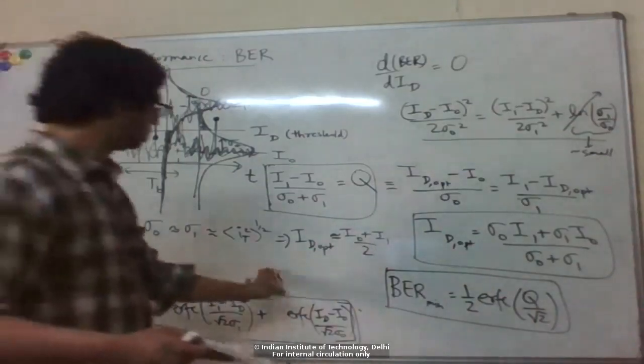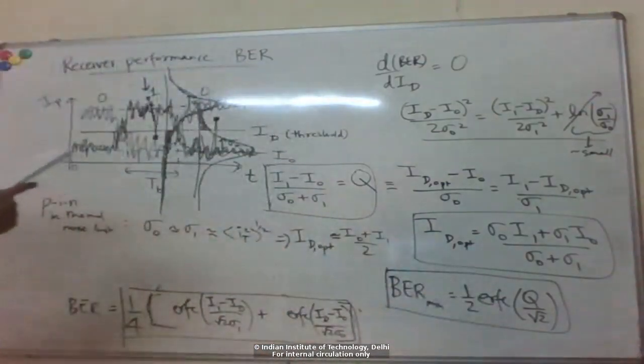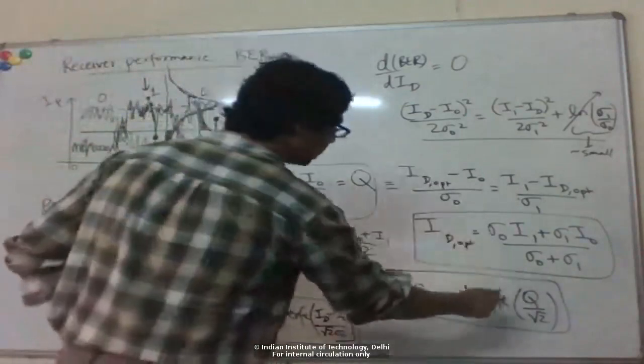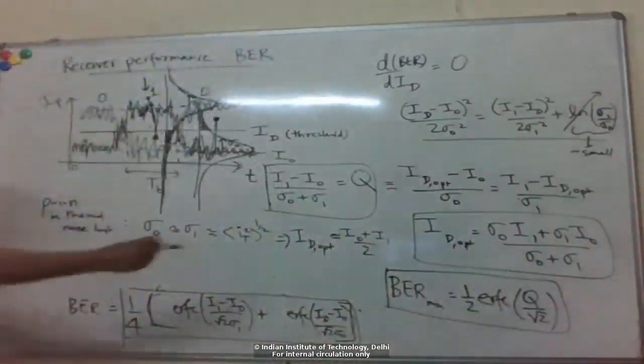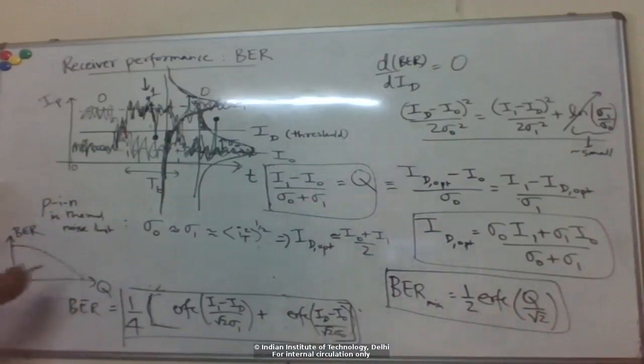Okay, so from this expression, we saw that this complementary error function falls drastically. So if you plot the BER versus Q, then you get a curve like this. We are here in the log scale, so this is 10 to the minus 12. We're drawing bigger.